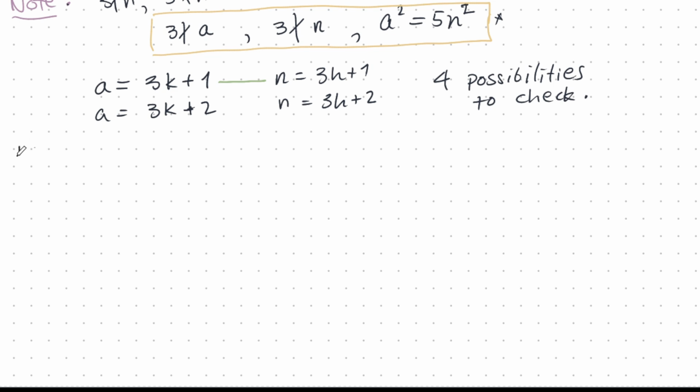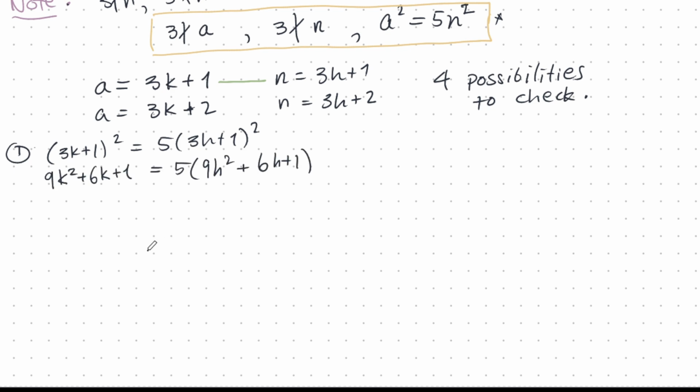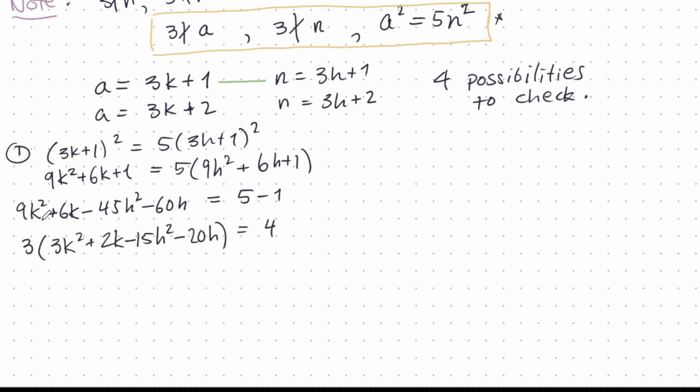So we have case 1. A is 3k plus 1, and that's squared, and that's 5 times (3h plus 1) squared. Okay, so I get this. Now I'm going to put all the things with variables h and k on the left and put the numbers on the right. Now factor out whatever I can, 3. So let's examine this carefully. This is an integer. So what we have here is integer equals 4/3. And that's impossible. So this is a contradiction.